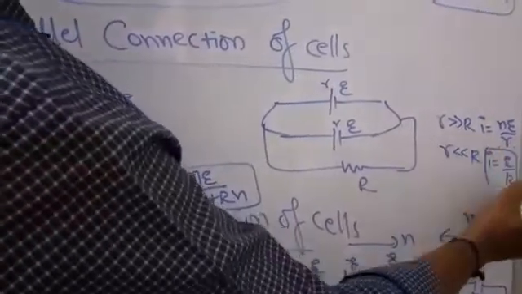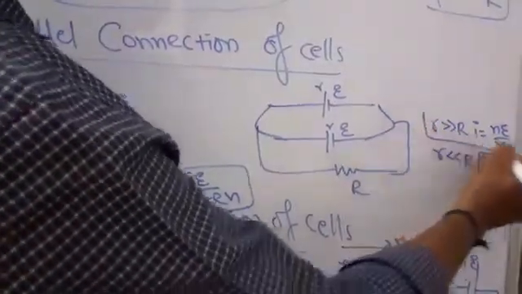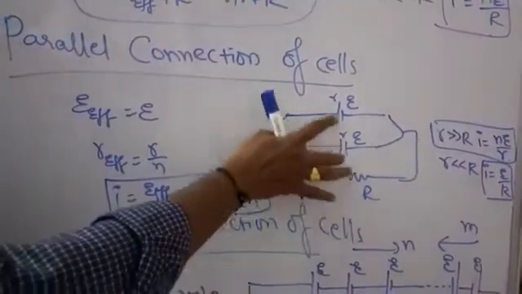So if internal resistance is more, and cells are connected in parallel, then we will get large current.